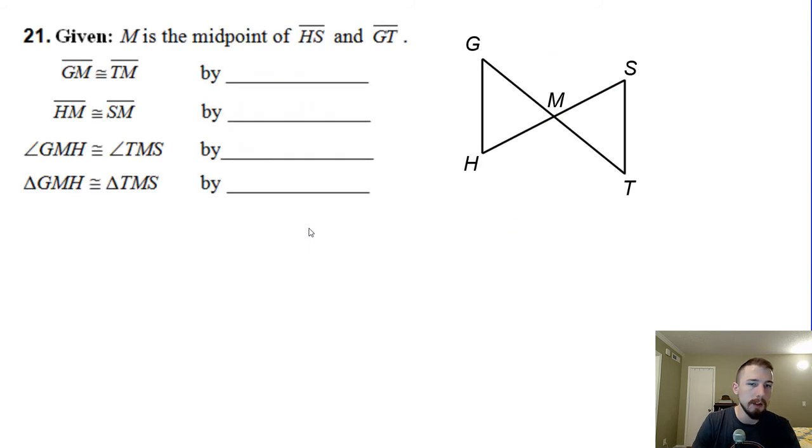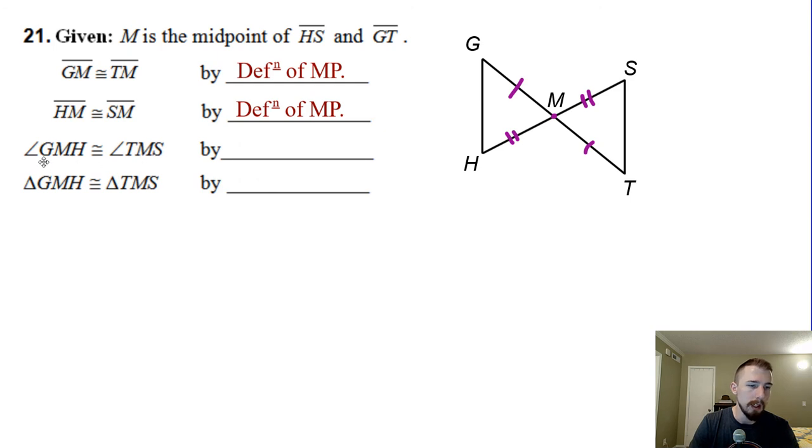21. M is the midpoint of HS and GT. Well, if M is the midpoint, that means that it cuts it in half, right? Cuts both of them into equal halves. So GM is going to be congruent to TM, just as HM and MS are going to be congruent to each other as well. And the reason for those is the definition of what it means to be a midpoint. If it's a midpoint, it cuts them into 2 congruent halves, right? So definition of midpoint for both of those.